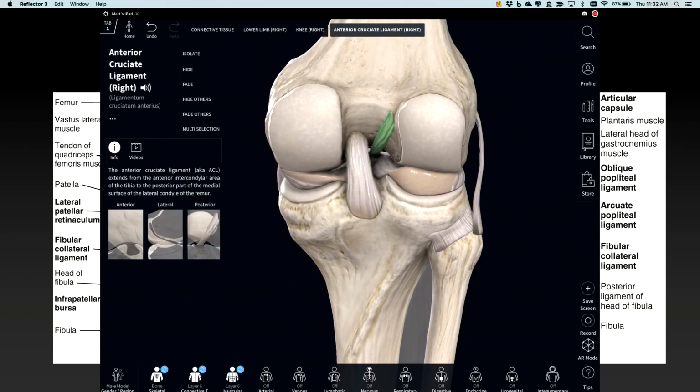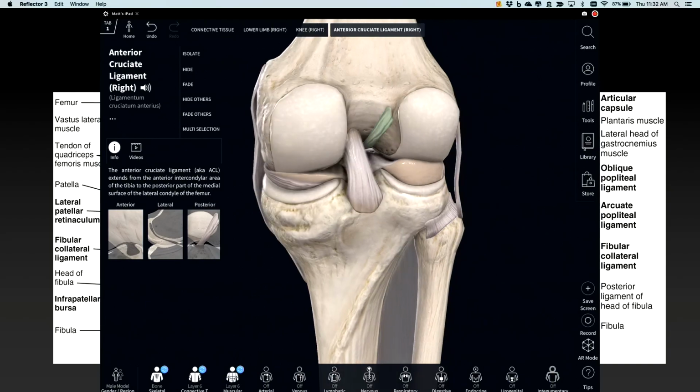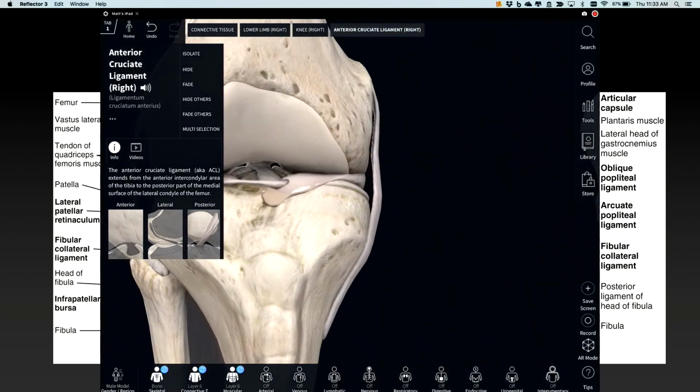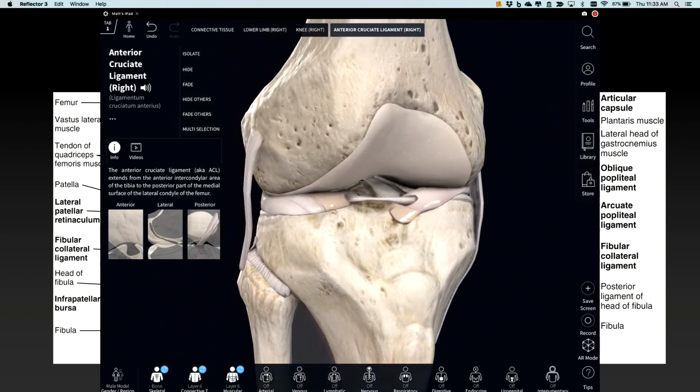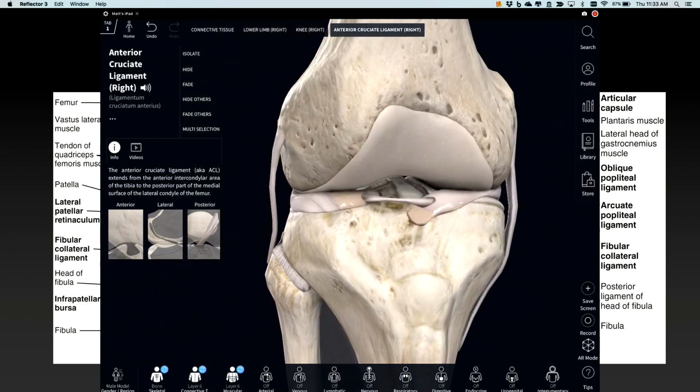This is a posterior view. You can see the ACL because it originates all the way at the front, the anterior surface of the tibia. They're named for their attachment to the tibia proper.